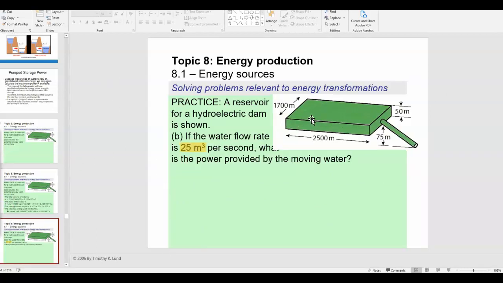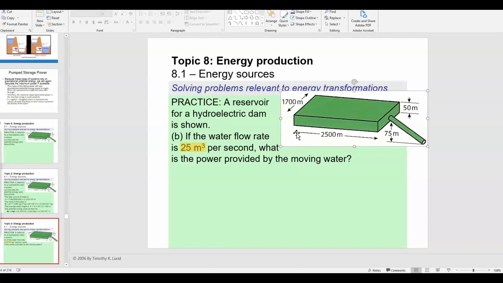Okay, part B says, if the water flow rate is 25 cubic meters per second, what is the power provided by the moving water? All right, so power is energy over time. And I know that the energy here is gravitational potential energy. So this is kind of what I'm thinking of as far as the equation goes.